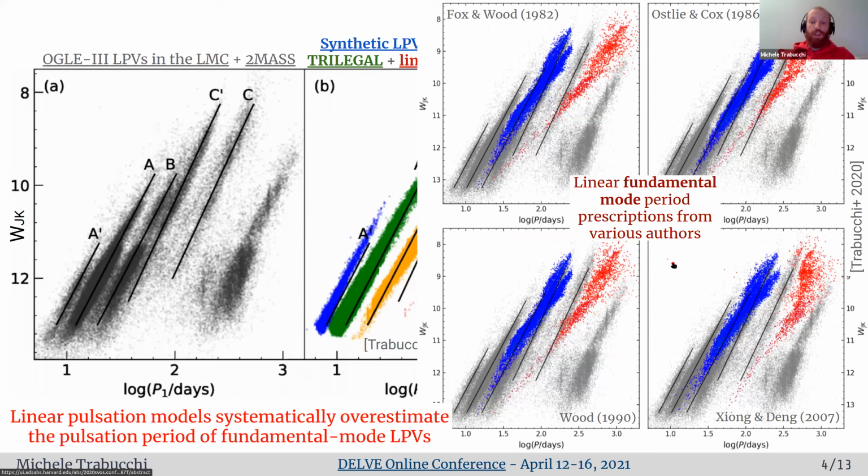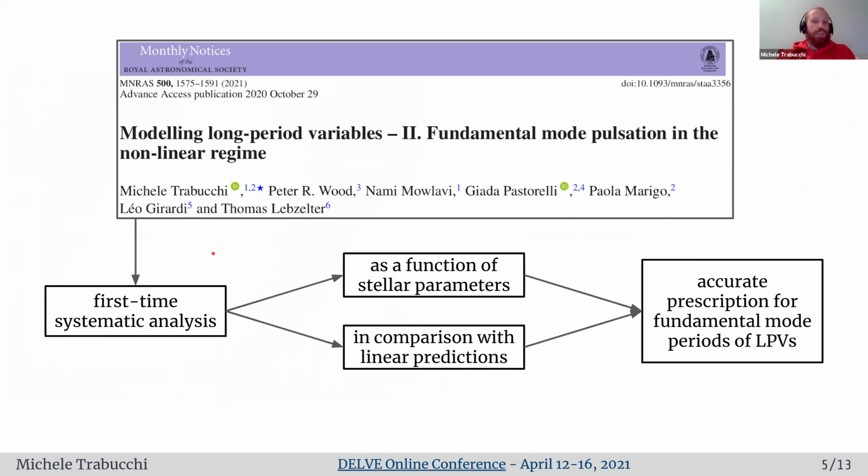That's why we turn to nonlinear modeling. Now, nonlinear models are nothing especially new. Even for long period variables that are tricky to describe because of the important role of convection in their interiors, codes able to perform this kind of analysis have been out for at least a few decades already. They have kept being improved and upgraded. But the novelty of our study is simply that we addressed a systematic analysis that was never really performed before, as a function of varying global stellar parameters for the AGB phase and in direct comparison with linear predictions.